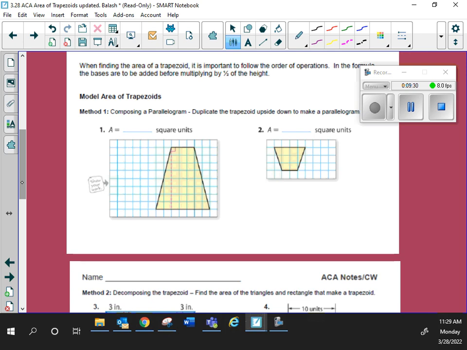All right, we're going to start with one method. We're actually going to steer off of the formula that we're given, and we're going to look at it in a different way. It says model 1, we're going to compose a parallelogram, meaning I'm going to duplicate that trapezoid.